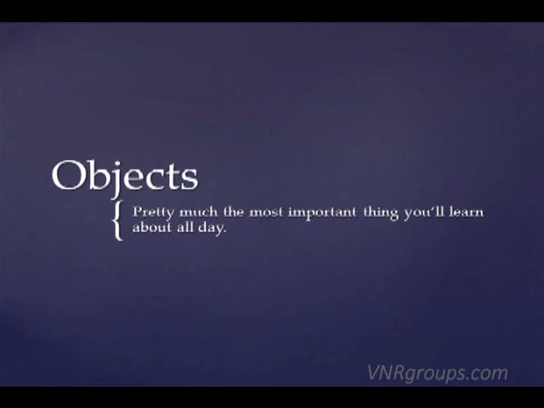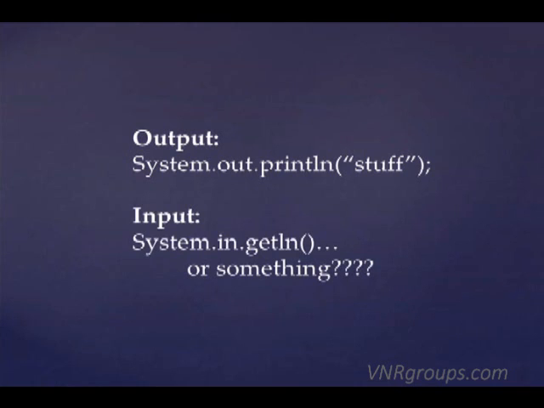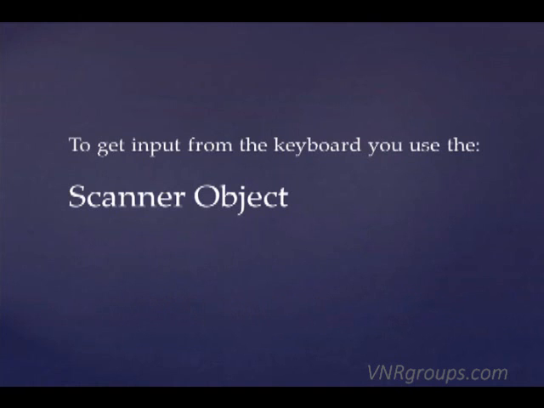At first impression, it seems like getting input from the keyboard should be somewhat similar to printing out to the screen. We already have the system.out.println function, so then shouldn't there be a system.in.getLine or something like that? Unfortunately, no. The way that we do it is through the slightly more complicated but extremely powerful scanner object.